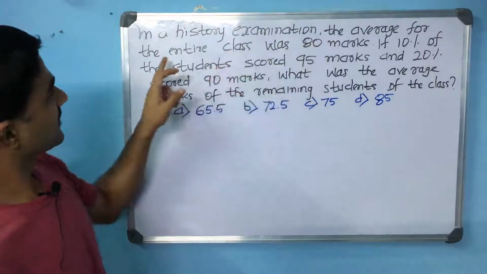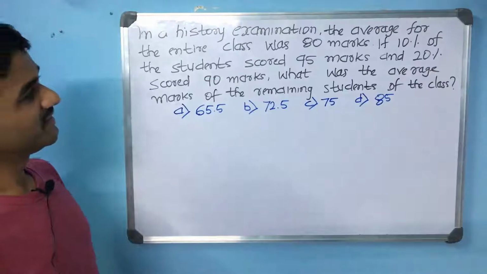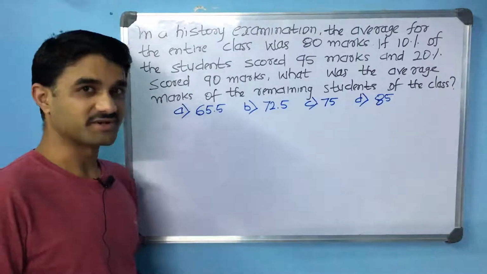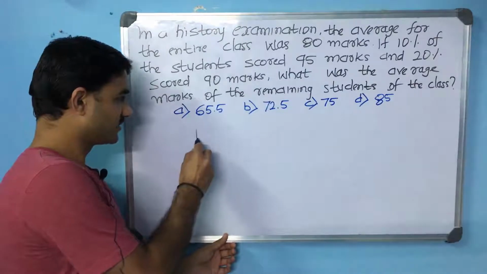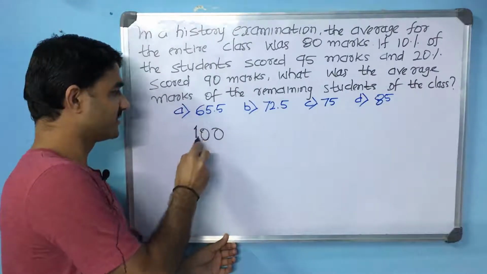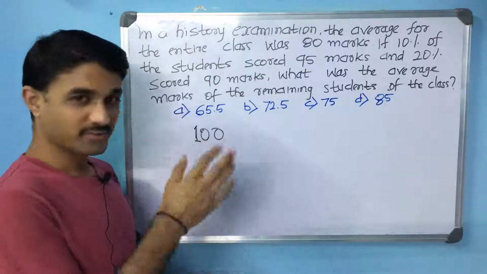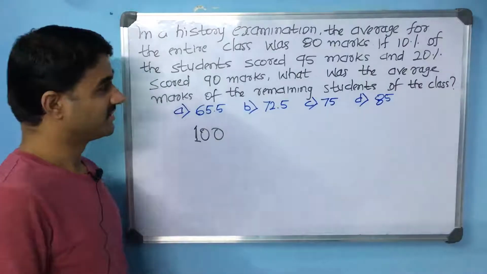The average for the entire class was 80 marks. Here friends, total strength is not given. So you can very safely take the total strength as 100. Our calculation becomes very simple. Here nowhere total strength is given, so let's take it as 100.